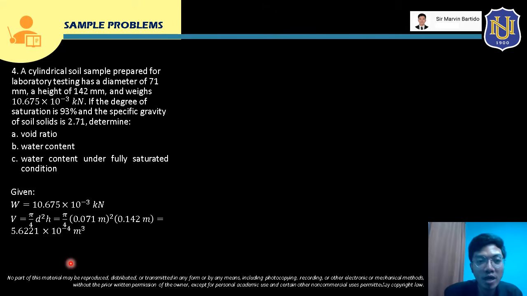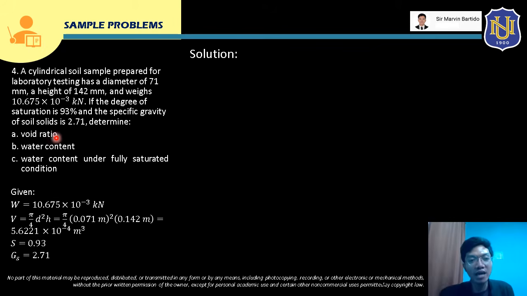Also, class, from the problem, the degree of saturation is given, which is 93%, so that is 0.93. And then the specific gravity is 2.71. Now, class, to solve this, let's start with letter A. For letter A, what we are looking for is the void ratio, or e. So, class, what formula can we use with the givens? We have the weight, the volume, the degree of saturation, and the specific gravity.